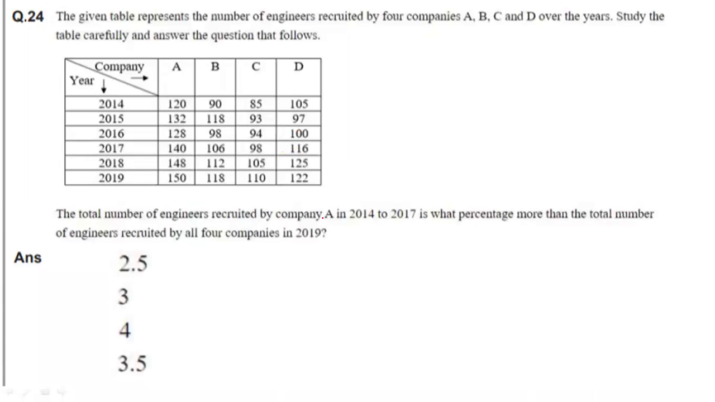Total engineers recruited by A in 2014 to 17: 120, 140, 260 and 260, 520. It is what percentage more than the total number of engineers recruited in 2019? 2019 is this: 150, 110, 260, 260 with another 240, 500. So it is 20 more. So 20 more than 500, 5 fours 20. So 4% is the answer. Go to the next question.